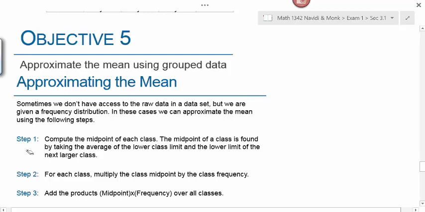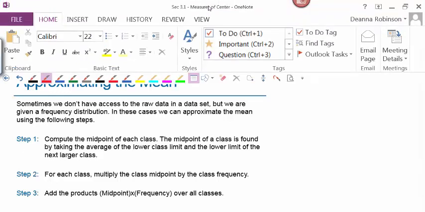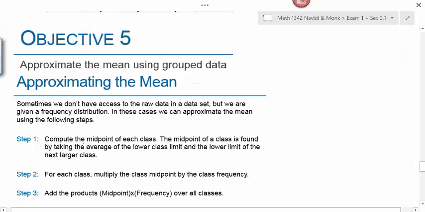Step 1 is to compute the class midpoint. How do we find the class midpoint again? It's the lower class limit plus the next lower class limit divided by 2. The midpoint of a class is found by taking the average of the lower class limit and the lower class limit of the next larger class.